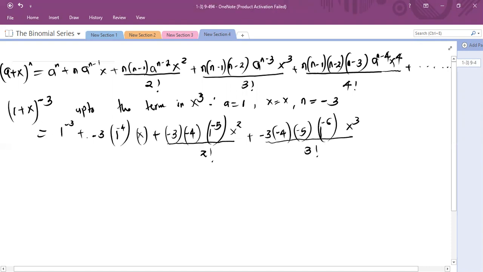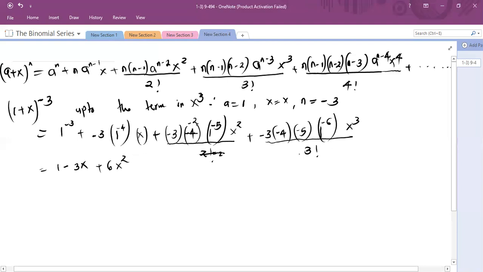Then we simplify our answer. 1 raised to the power of anything is just 1, so minus 3 multiplied by 1 times x gives minus 3x. Now remember, 2 factorial is the same as 2. So 2 divided by 2 here, I will remain with minus 2. Minus 2 multiplied with minus 3 will give me positive 6, and then we have x squared.